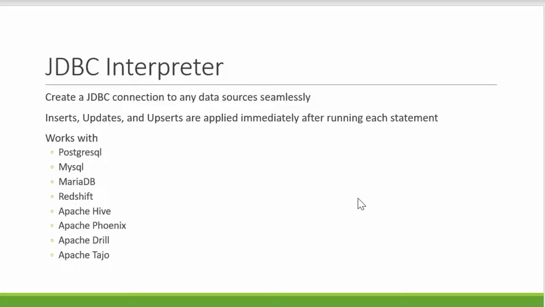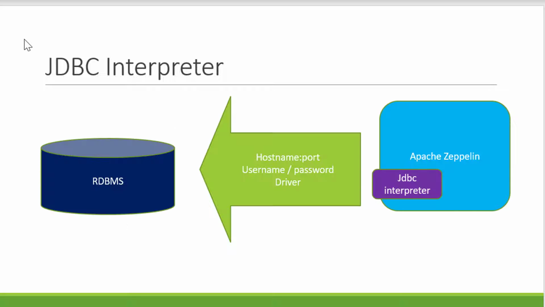It is very well tested with the following data sources: Postgres, MySQL, Maria, Redshift, Hive, Phoenix, Drill, and Tajo. While configuring the Jdbc interpreter, we need to provide the following information: where the RDBMS is running, that is the host name and port, user ID, password to connect to the database, and the driver specific to the RDBMS we are going to connect with.